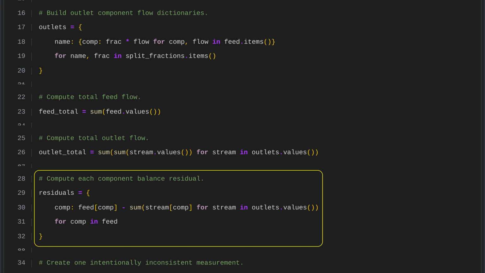Balance residuals show the imbalance for each feed component by comparing what enters with what leaves. For each component, subtract the total amount in all outlet streams from the original feed amount. The result is the residual, which indicates whether input and output flows are balanced.